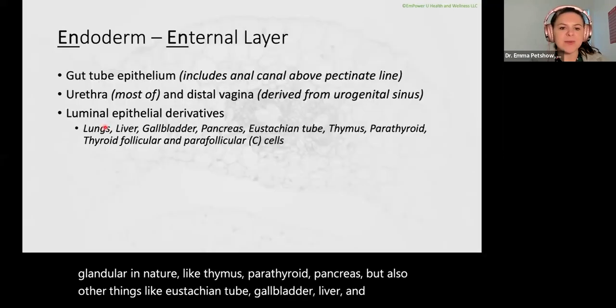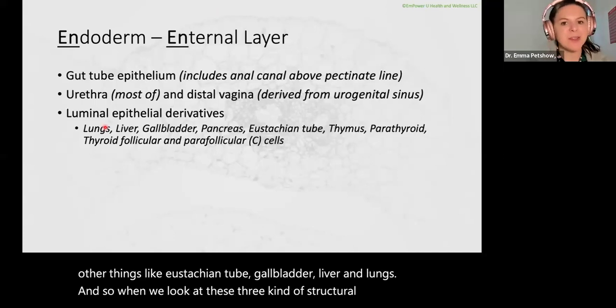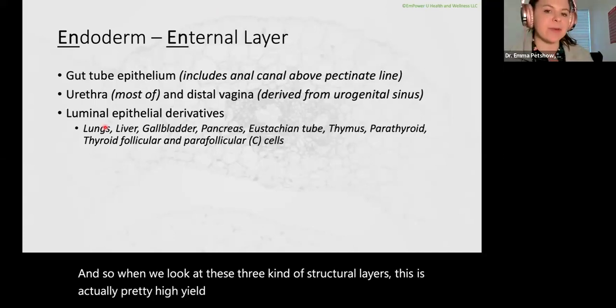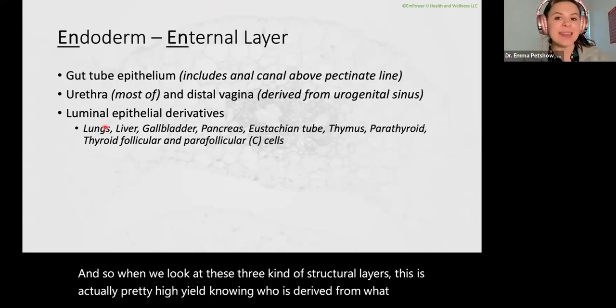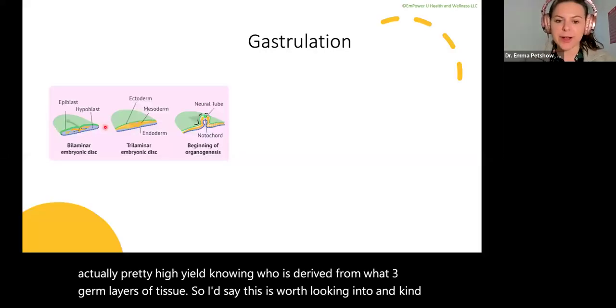And so when we look at these 3 structural layers, this is actually pretty high yield, knowing what is derived from what of the 3 germ layers of tissue. So I'd say this is worth looking into and putting in your brain a bit more.